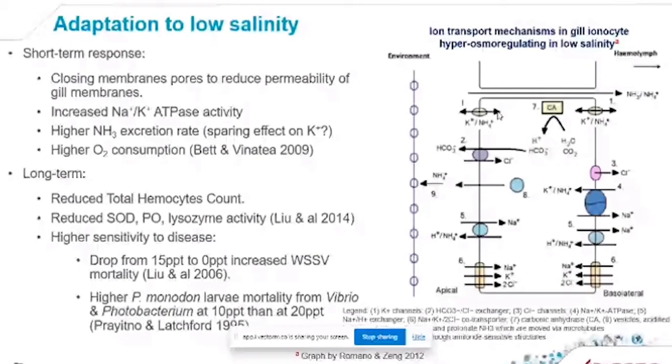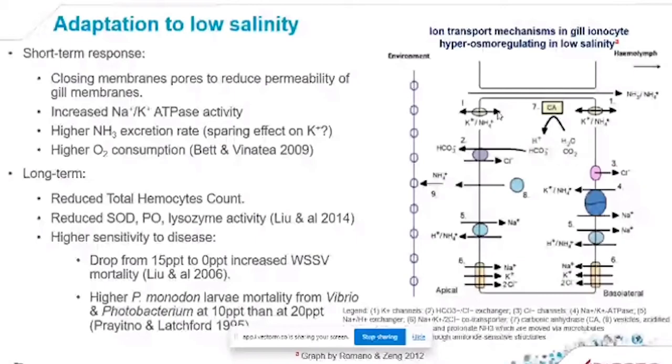In the longer term, there will be some changes in the shrimp. For example, a reduction in total hemocyte count has been observed, and a lot of the immune response activity is reduced, like superoxide dismutase, phenol oxidase, and lysozyme activity, when you transfer them to low salinity. It has also been shown in several studies that the shrimp become more sensitive to disease.